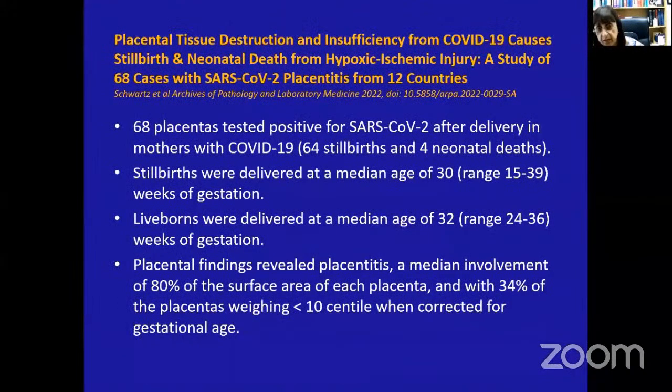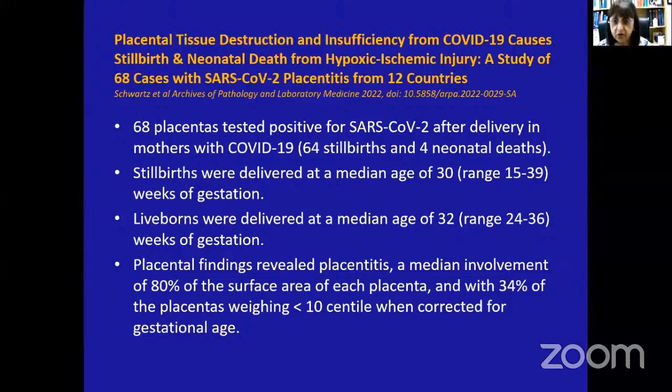So then this particular author, David Schwartz, went ahead and did a second study where he got 68 cases rather than the first 11. And he documented the same findings all over again and added some new findings. And our pathologist, Dr. Saad, was part of this study. So some of our placentas are probably in this group of 68. So in this study, they looked at 68 placentas positive for SARS-CoV-2 after delivery. 64 were stillbirths here and 4 were neonatal deaths.